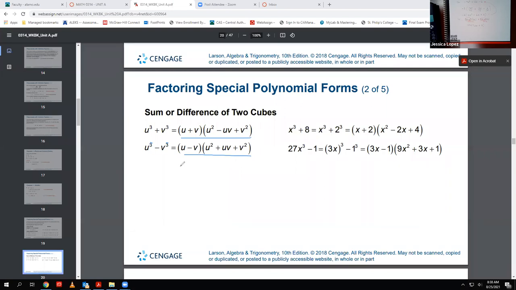Now, I will work one out. I'm sure there's gonna be one in the examples in a little bit, but you do have to identify what is being cubed. For the variables, it's usually pretty straightforward.